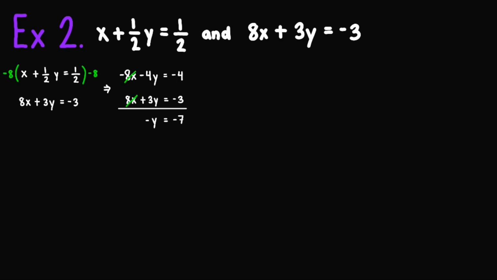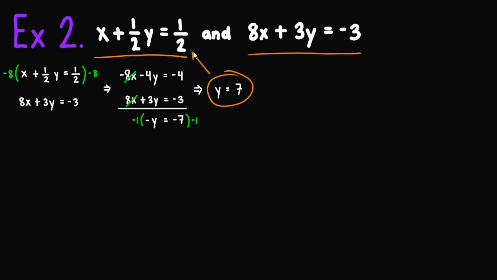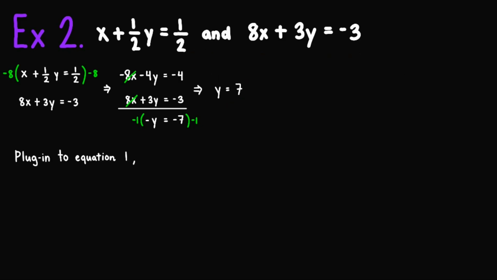Since our goal is to find the value of y, we multiply negative 1 both sides to get y equals 7. From here, what we do is we use this value and plug it into either the first equation or the second equation. In this case, let's try to plug it into the first equation. So plugging it into equation 1, that would give us x plus 1/2 times 7 equals 1/2.